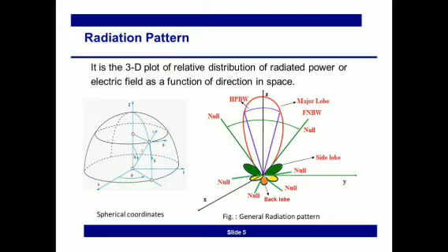The first parameter is the direction of maximum radiation. Now the direction along which the field strength is maximum is called the direction of maximum radiation, and the angular zone along the direction of maximum radiation is called the major lobe or main beam of the antenna.